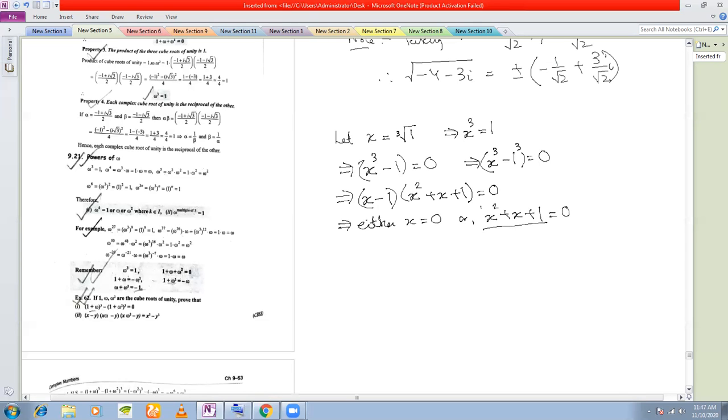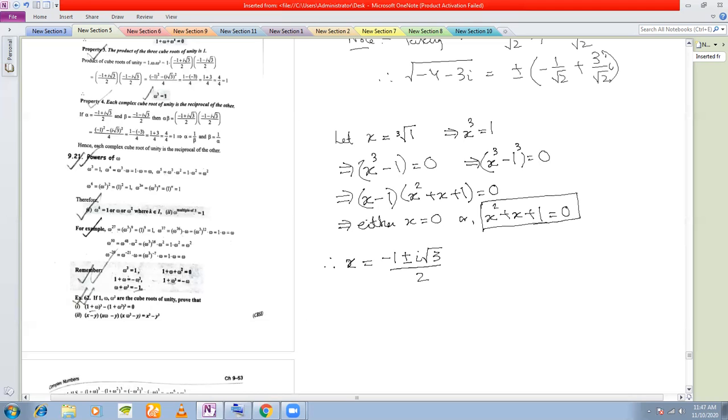Now this is a quadratic equation, right? This will give us two more roots of this equation. Since this is a cubic equation, it will have three roots. This x square plus x plus 1 will give me two more roots. What are the roots? By Sridhar Acharya formula, you will find that these two roots will be minus 1 plus or minus i root 3 by 2.